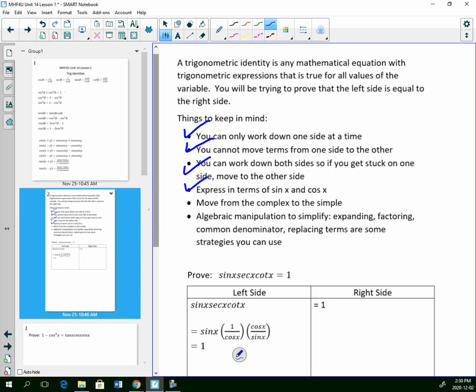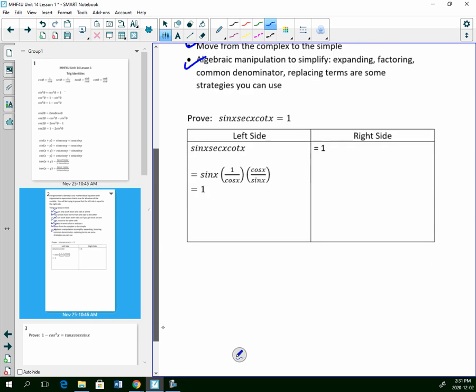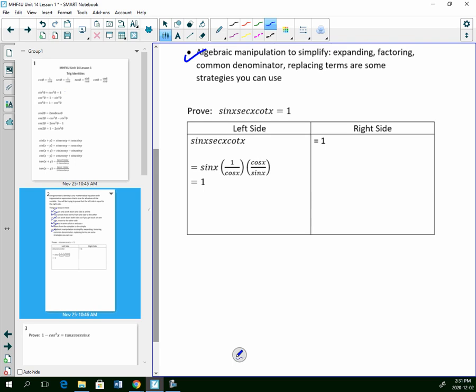And then generally we try to do the complex rather than the simple. So let's look at this first one. I want to prove that sine x times secant x times cotangent x equals 1. Well, on the right side is the 1. I can't do anything there, so I'm not going to work on that side. I'm going to work on the left side.